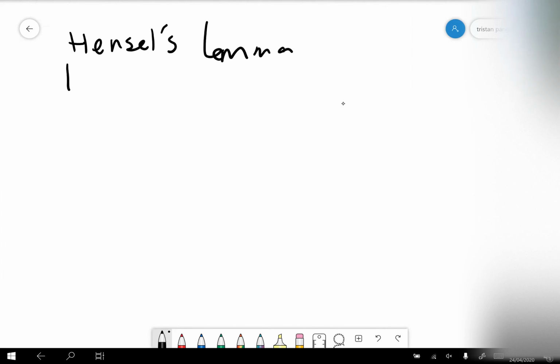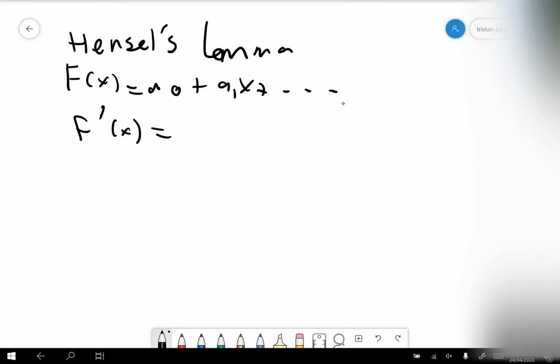So first thing I would like to remind you of would be the definition of a, well, we all know what a polynomial is, and we all know what the derivative of a polynomial is. So if we have some polynomial, then the derivative, or the formal derivative, would just be a1 plus 2a2x plus so on and so forth, as you would normally expect.